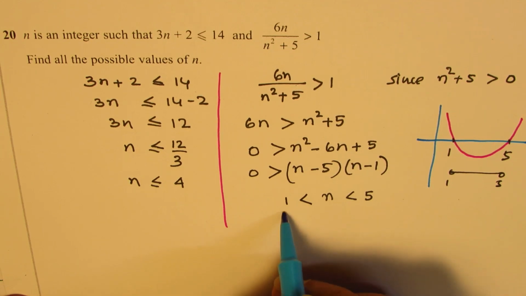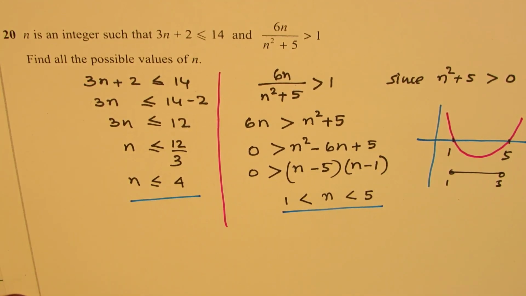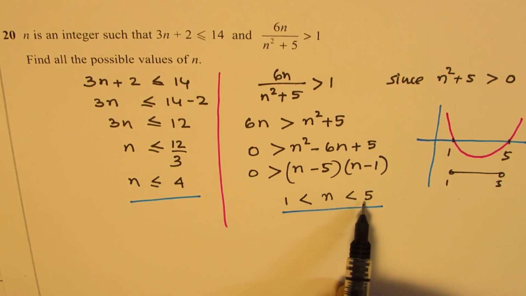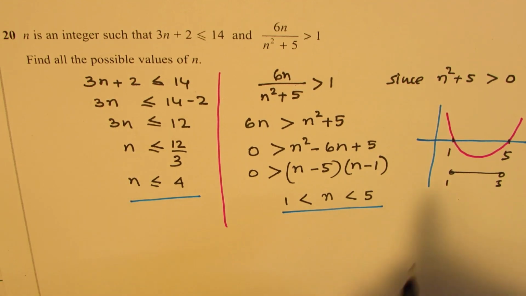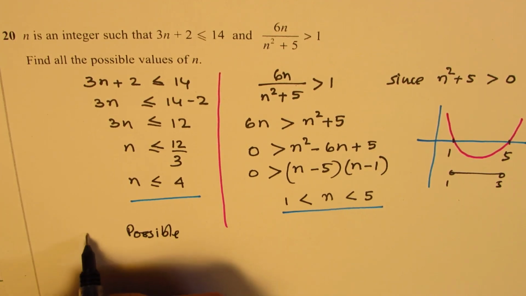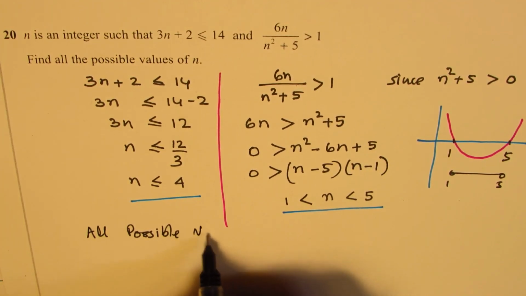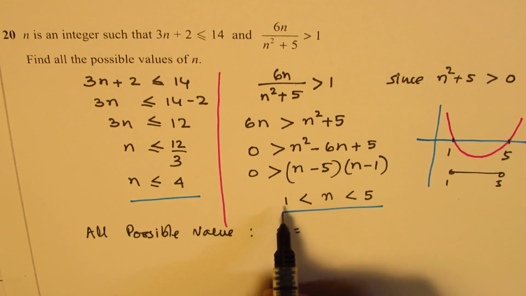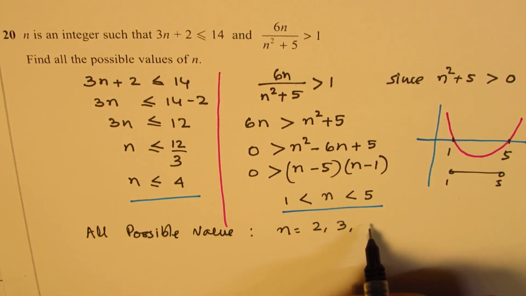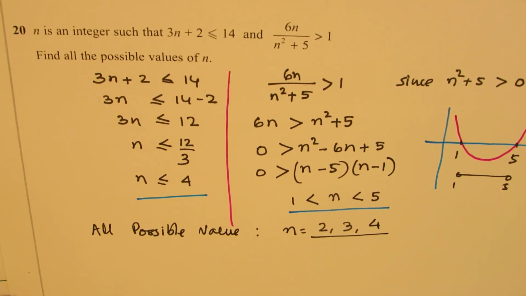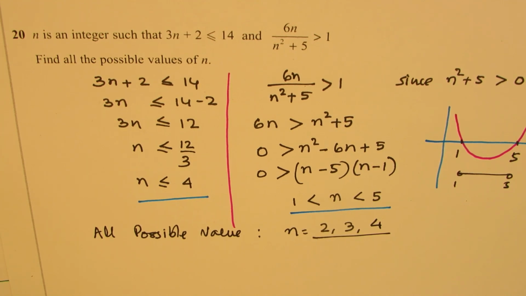Now if we combine both these conditions, that n is greater than 1 and less than 5, and n is less than or equal to 4, possible solutions are, or I should write all possible values, are n equals, n cannot be 1, right? This is saying n is greater than 1, right? So it is 2, 3, and 4. It can be equal to 4, right? So that becomes our solution. So n is 2, 3, or 4. So I hope that helps you to understand how we solve this particular question.